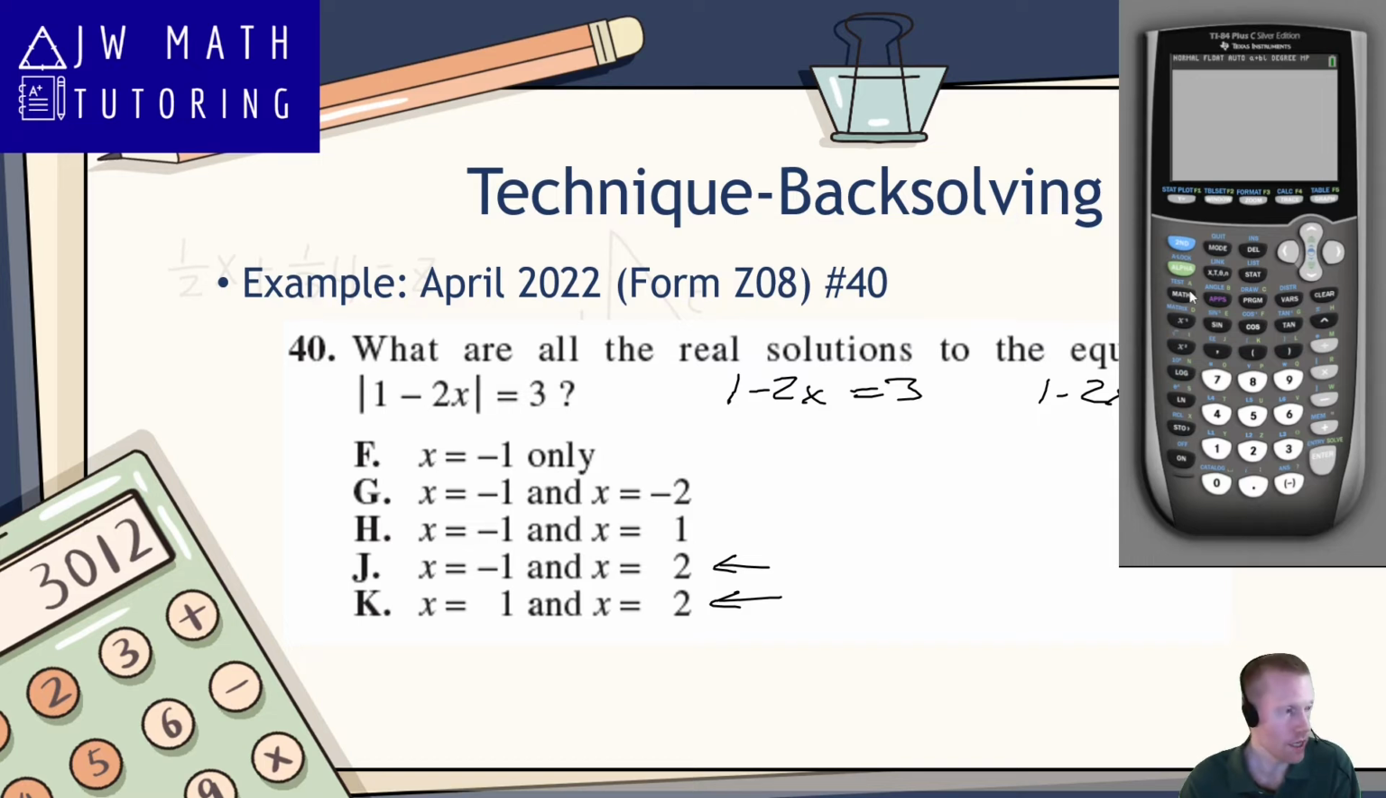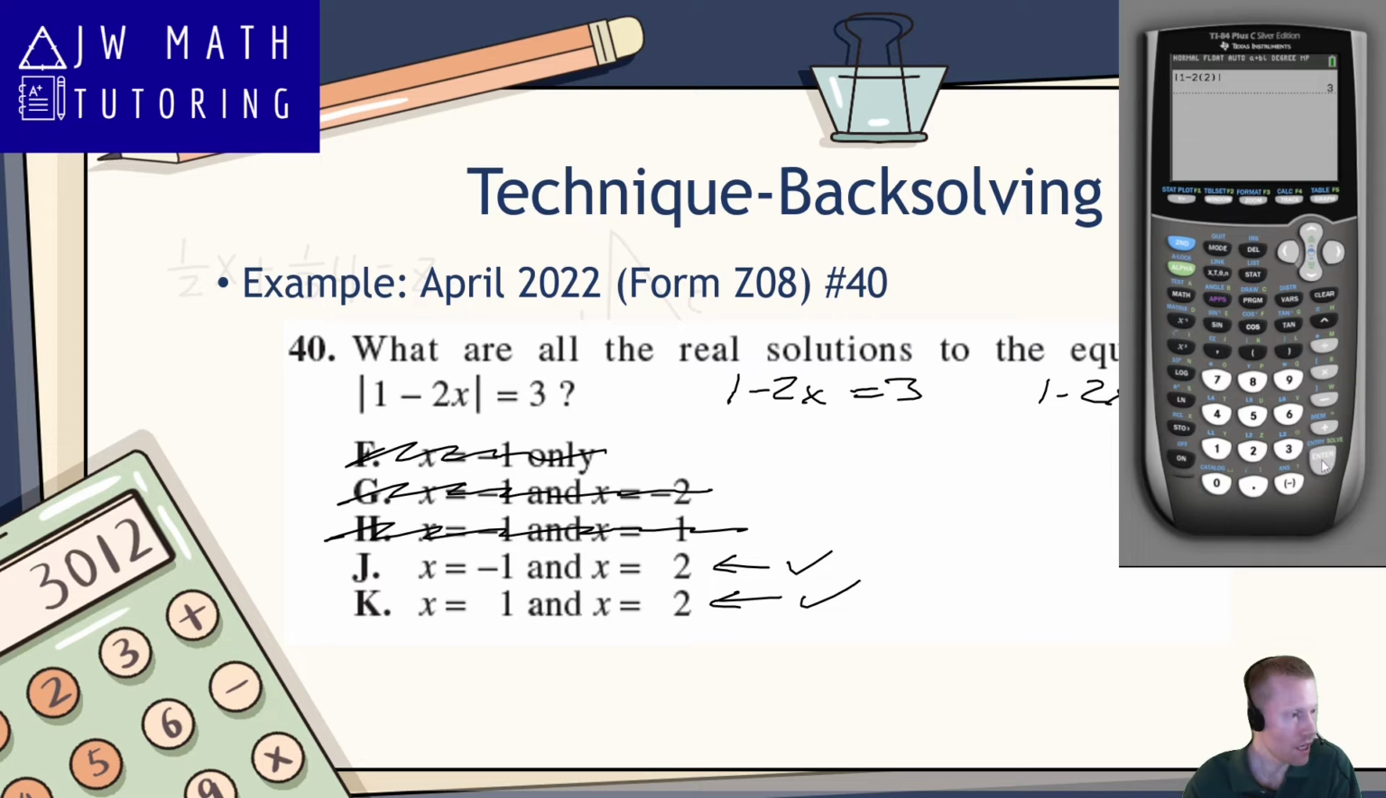Do I get +3? So I go math, then I go to num, absolute value is the first option there, 1 minus 2 parentheses 2. Okay, I do get 3. So what does that mean? F is gone. G is gone. H is gone. It's got to be one of these two. And now you can check either one. It doesn't matter. I'll check -1 just because that is the first answer choice I come to.